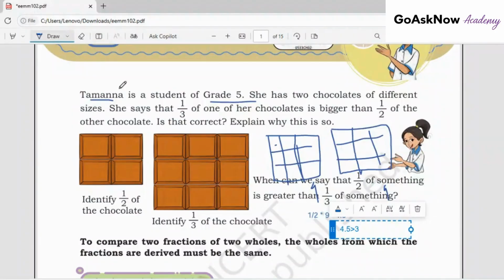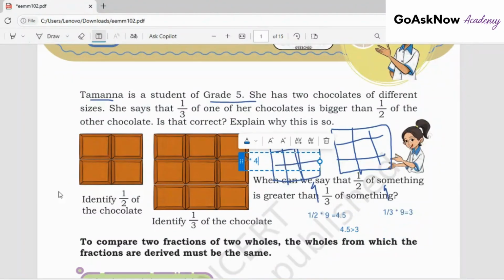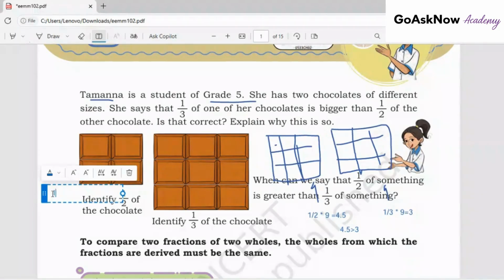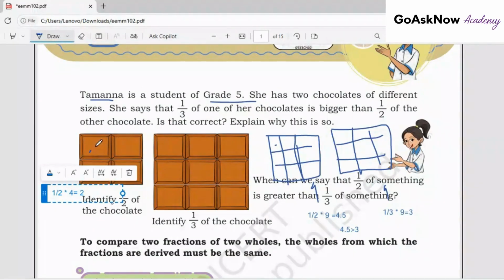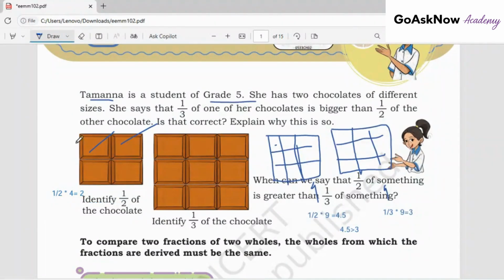Here, identify 1 by 2 of the chocolate. There are 4 blocks. 1 by 2 into 4 blocks is equal to 2, which is 1, 2. So 1 by 2 of this chocolate is 2, and let me calculate.